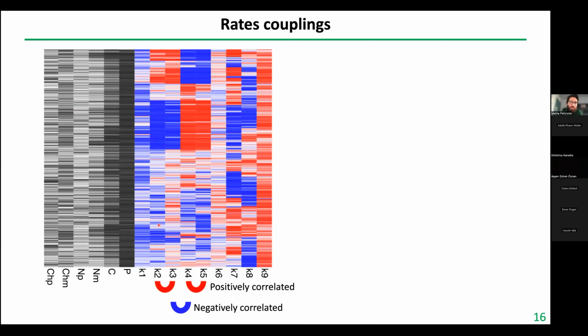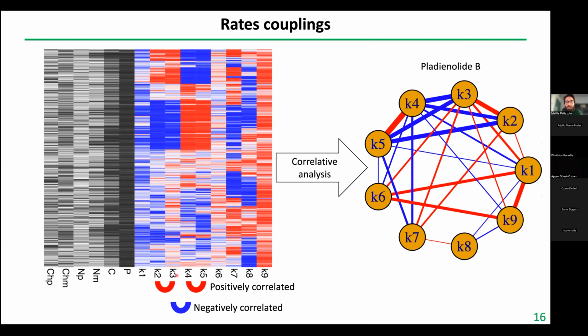So we decided to start from our log-to-fold change heat maps, or matrices, of course. And we decided to perform a very simple correlative analysis in order to identify a couple of rates which are positively correlated and a couple of rates which are negatively correlated. And here you see the result. This result has been obtained focusing on the response to pladinolide B.